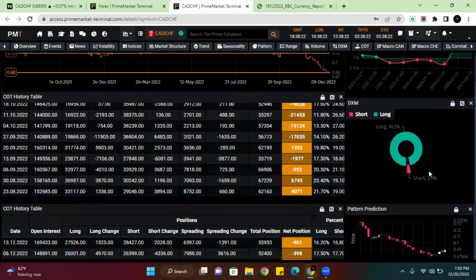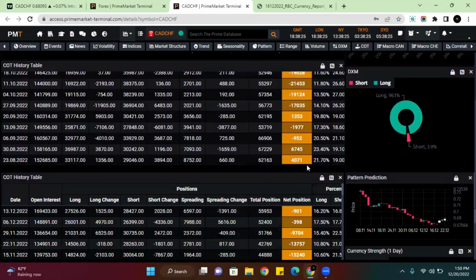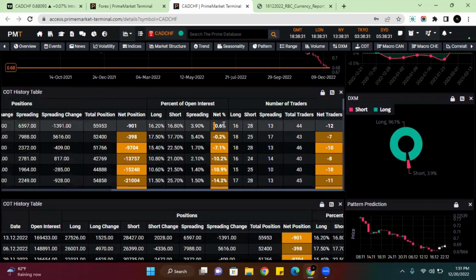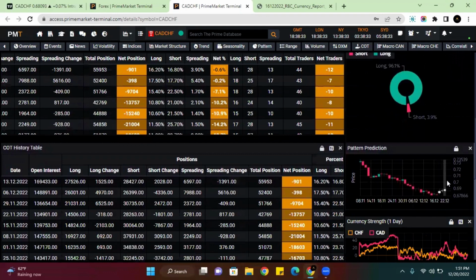They have 96% of retailers actually buying this pair, and we always trade against the retailers. Currently, they're net negative on the CAD, supporting the fundamentals, and this is new data here for the bullish predicted candles, but at the time, they did have bearish predicted candles.